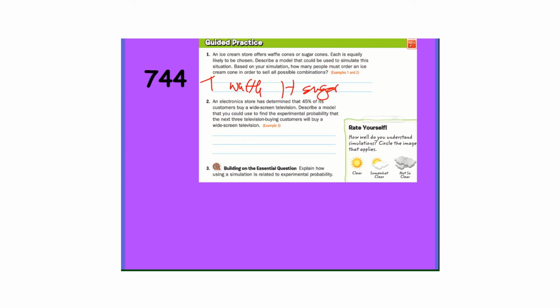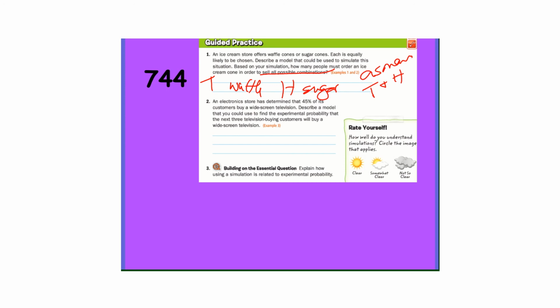And how many times would you have to do that in order to get both cones? You don't know. As many times as you need to get a tails and a heads. There's not a numerical answer.